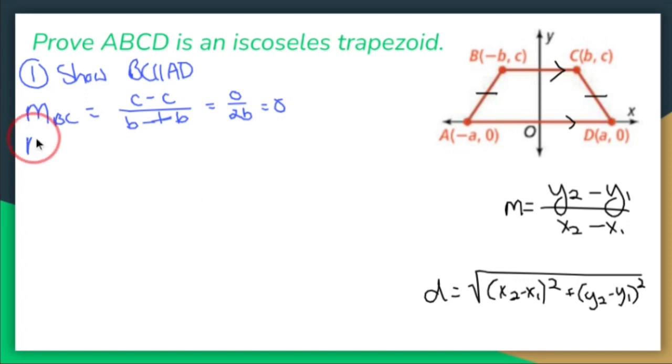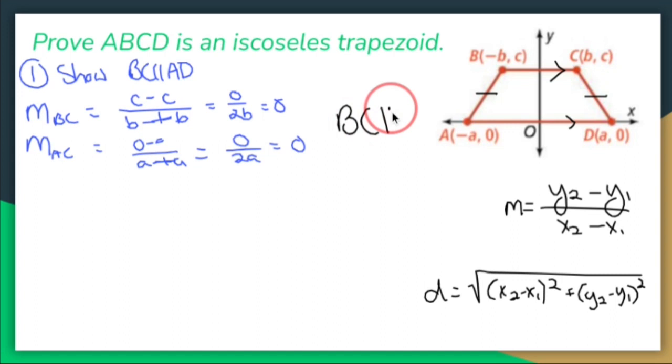Now let's find the slope of AD. A similar thing should happen. If I call you x sub 2, y sub 2, and x sub 1, y sub 1, then I'm going to do 0 minus 0, another toughie, over a minus negative a. Oh, look, a double negative. Let's make it a positive. 0 minus 0 is 0, over 2a is 0 again. So, since the slopes are the same, I have now proven that BC is parallel to AD. So that was thing number one.